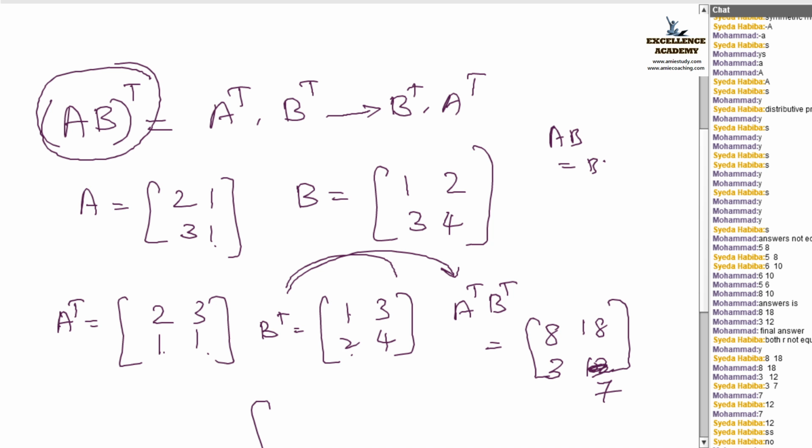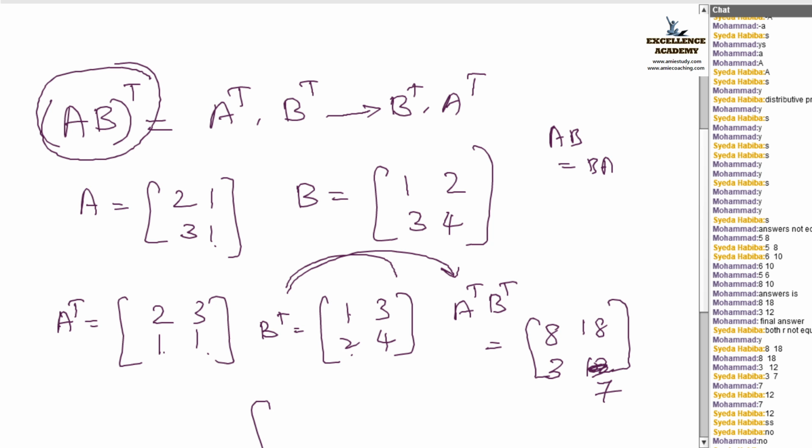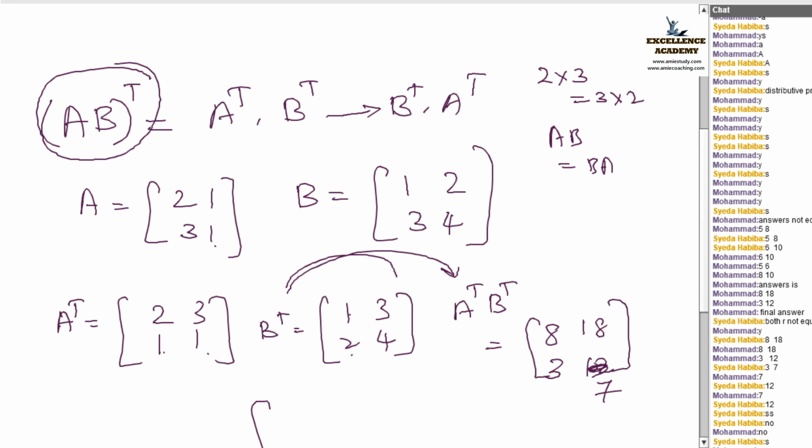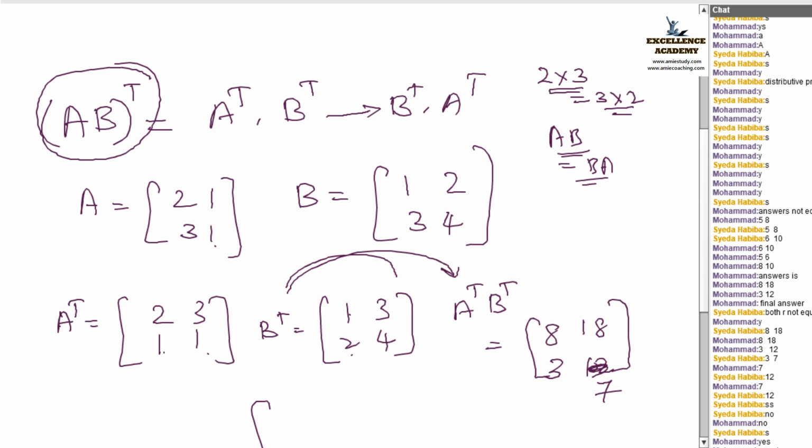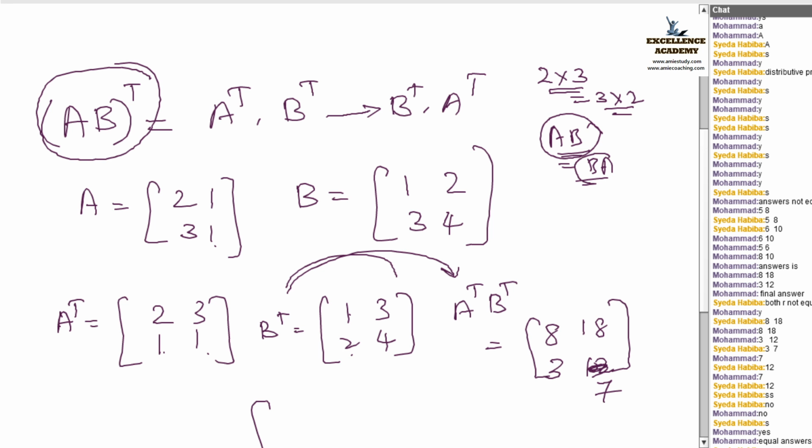Will AB be equal to BA? That is my question. Suppose I am having two numbers, 2 into 3 will be equal to 3 into 2. Am I right? That is regarding numbers. But for matrix, will it be the same? For matrix, we cannot write like this. AB will not be equal to BA. Understood? Okay?